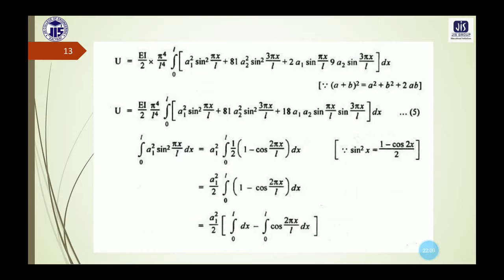So a1 square is constant, then integration 0 to L sine square pi x by L dx. The formula of sine square x equals half of 1 minus cos 2x. We studied these things in calculus at school level. So sine square x equals 1 minus cos 2x by 2. So this is now half 1 minus cos 2 pi x by L dx. So a1 square by 2 integration 0 to L 1 minus cos 2 pi x by L into dx.